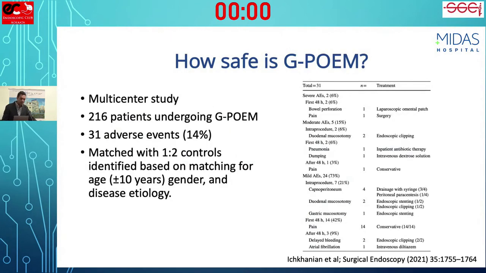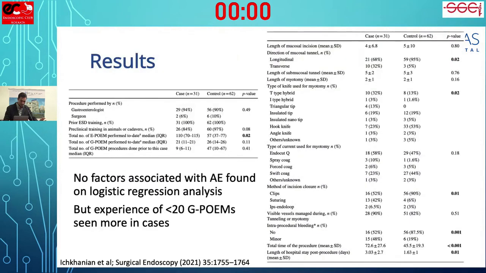Which one's better? How safe is GPOM? Now, in the interest of time, I'm going to move forward. This is a study looking at 216 patients, 14% risk of adverse events. And what they found ultimately was no factors associated with adverse events. Experience of less than 20 GPOMs is associated with more adverse events.